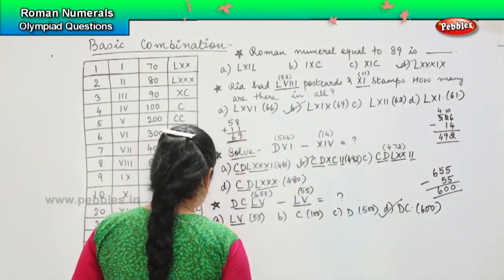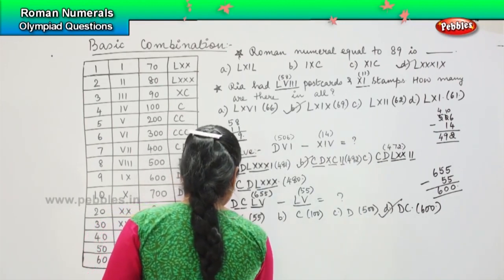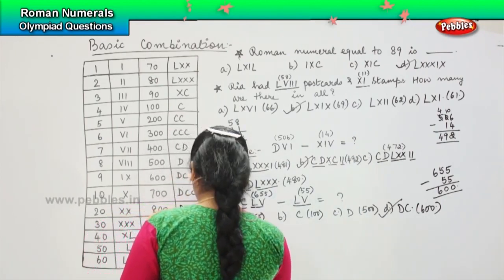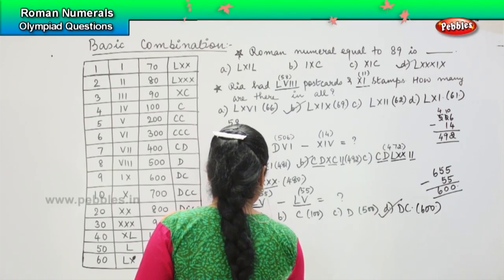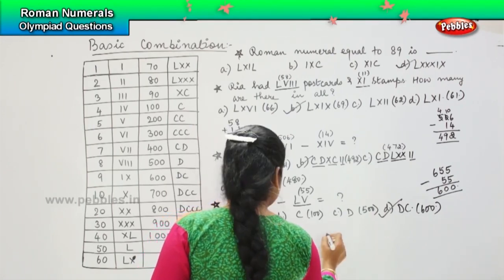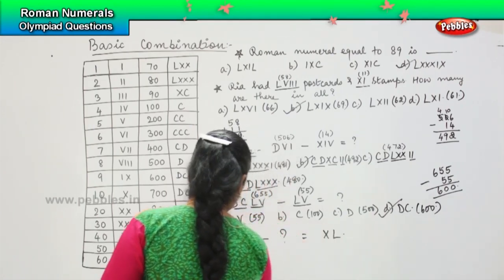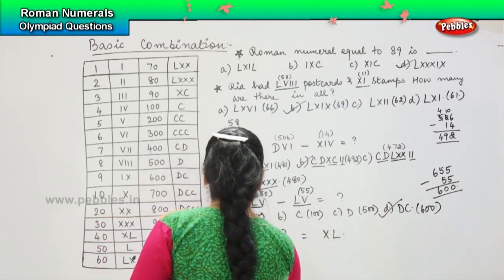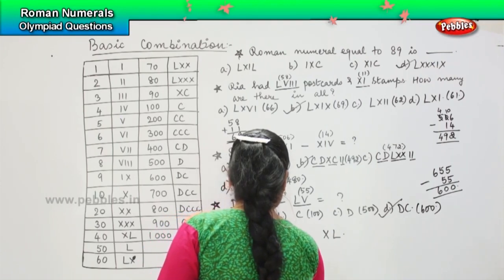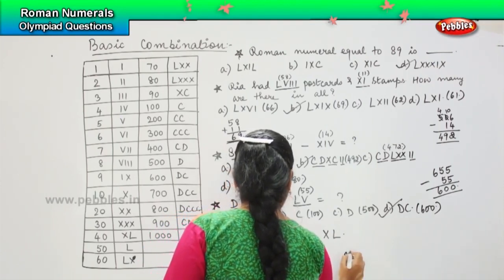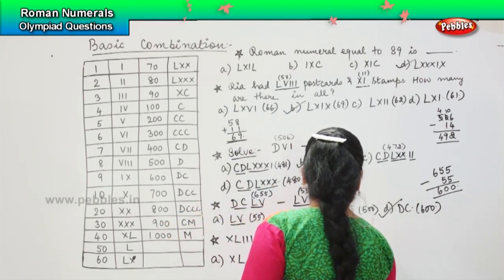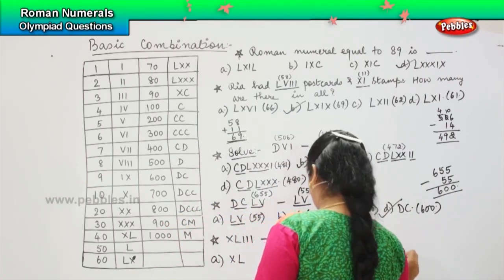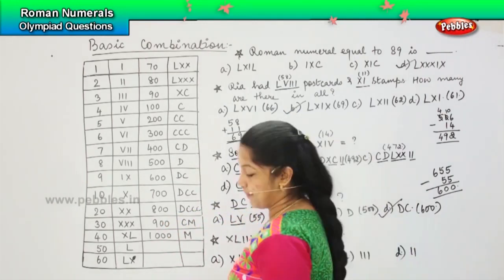The question asks XLIII minus something will give you the answer as XL. Okay? And your options are XL, option B, XLIII, option C, III, and option D, II.